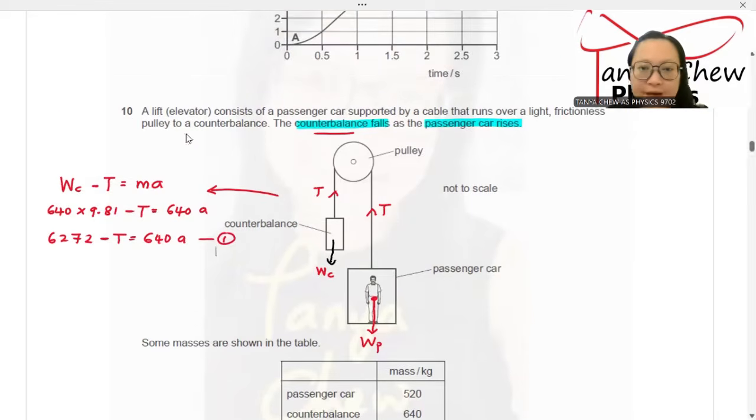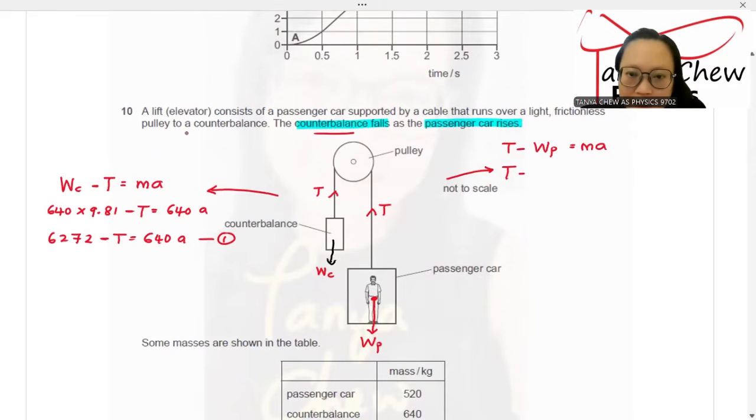And on the other side, could you see that the passenger car rises? That also means that the tension on the other side of the pulley is larger than the weight of the passenger car. So tension minus the weight of the passenger is equal to the resultant force, which is equal to ma.